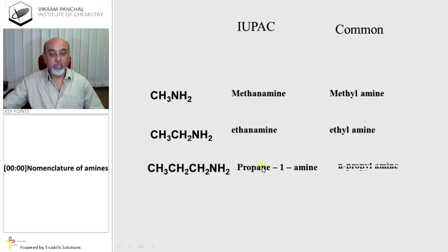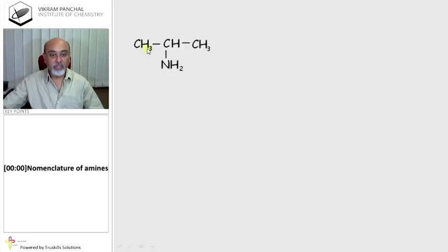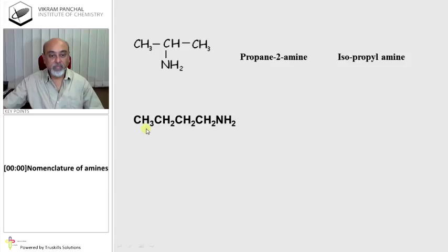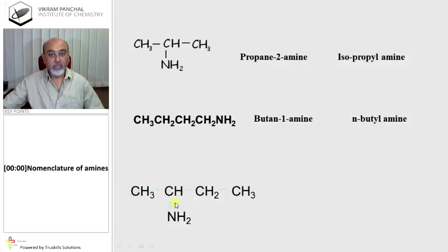CH3CH2CH2NH2, that is propanamine or propane 1-amine and normal propyl amine. CH3CHNH2CH3, this is propane 2-amine or isopropyl amine. CH3CH2CH2CH2NH2, this is butane 1-amine or normal butyl amine. CH3CHNH2CH2CH3, this is butane 2-amine or sec-butyl amine, but it is not isobutyl amine.